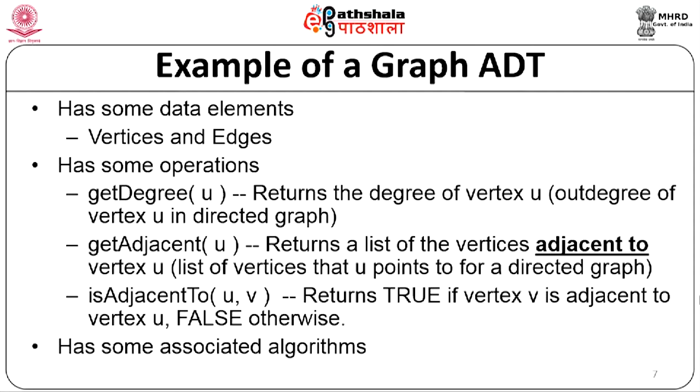Get adjacent u returns a list of vertices adjacent to the vertex u, and if it is a directed graph, it is a list of vertices that u points to. There, degree gives a number, here it gives the actual vertices. Is adjacent to u comma v returns true if vertex v is adjacent to vertex u and false otherwise. So, there are some associated algorithms for finding this also.